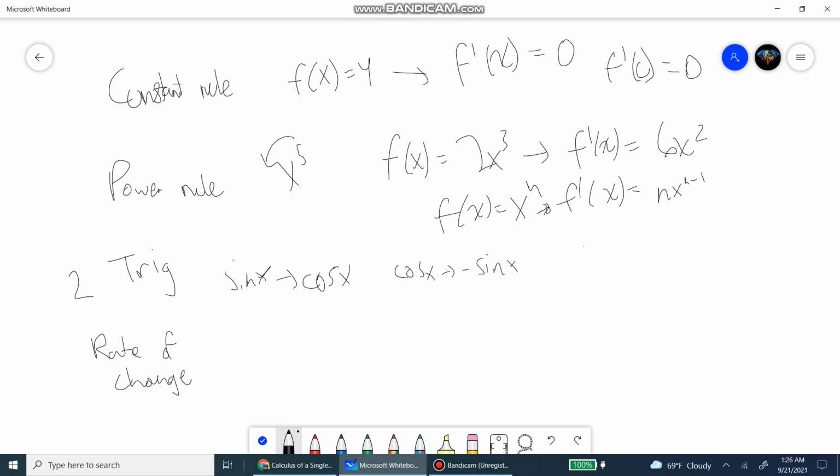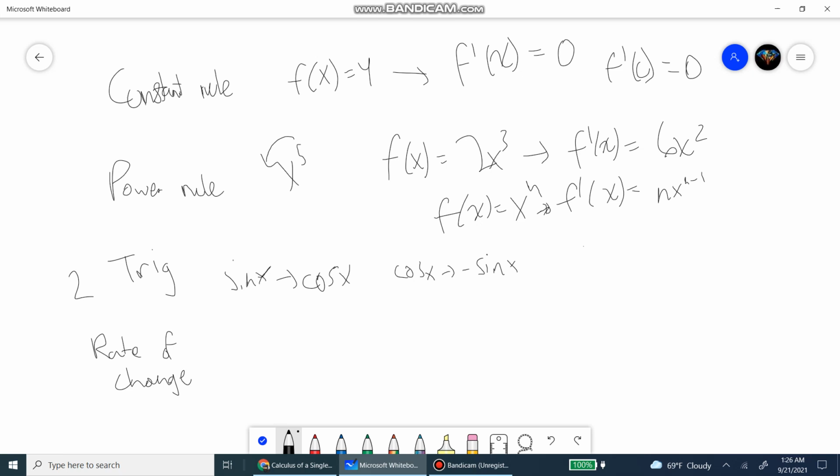Now, rate of change. That's basically what a derivative is. Rate of change, slope, right? That's what it is. A change in y over a small change in x, an instantaneous slope or rate of change. It doesn't have to be instantaneous, but that's when you deal with calculus, taking derivatives, right?